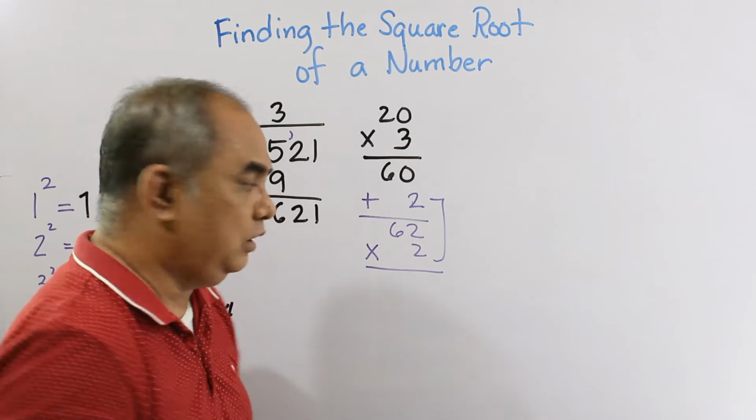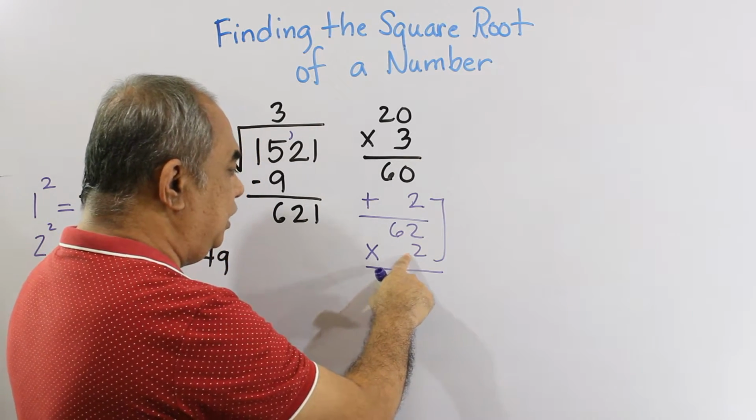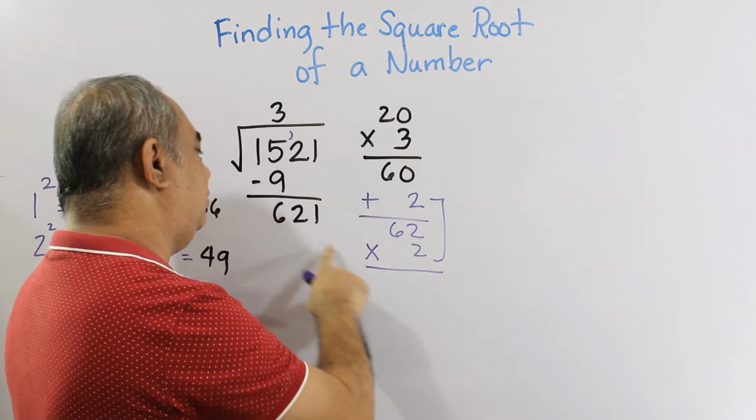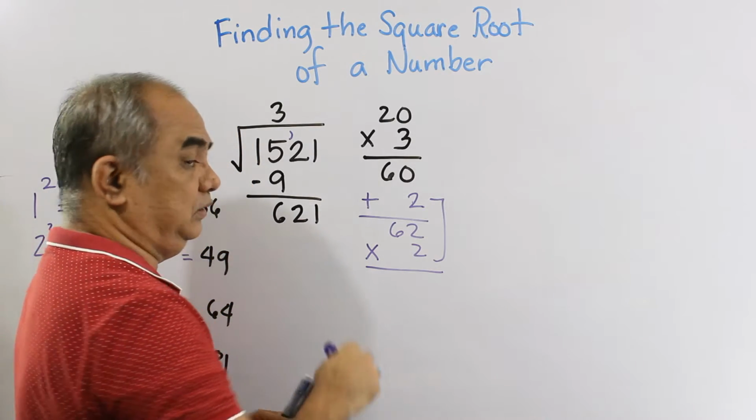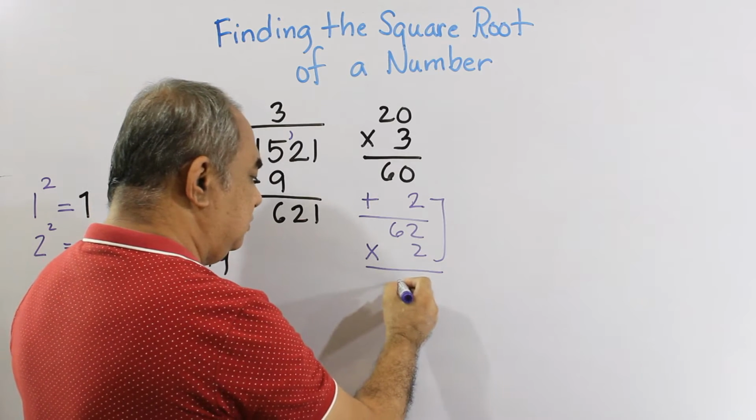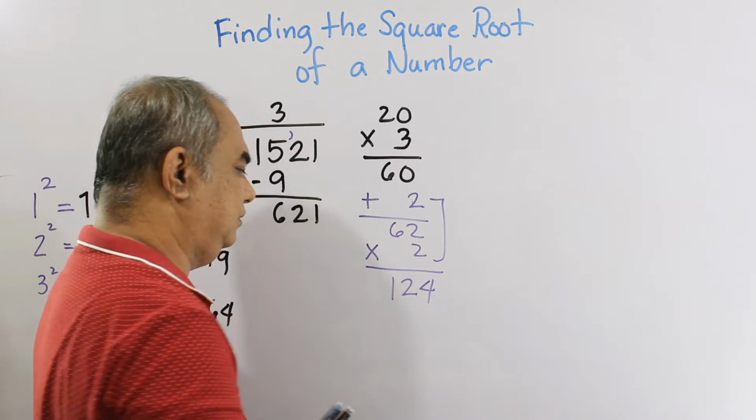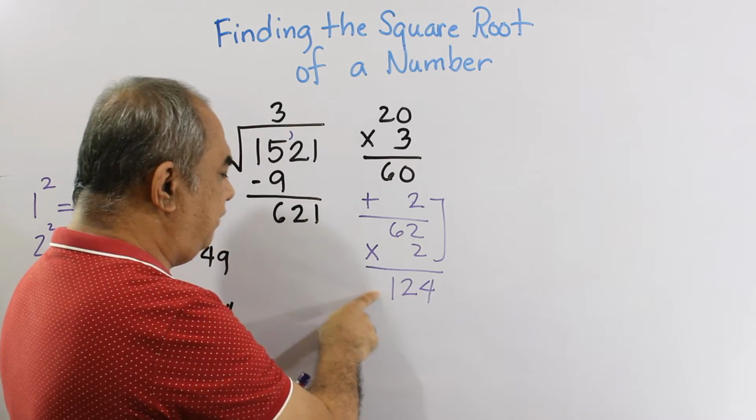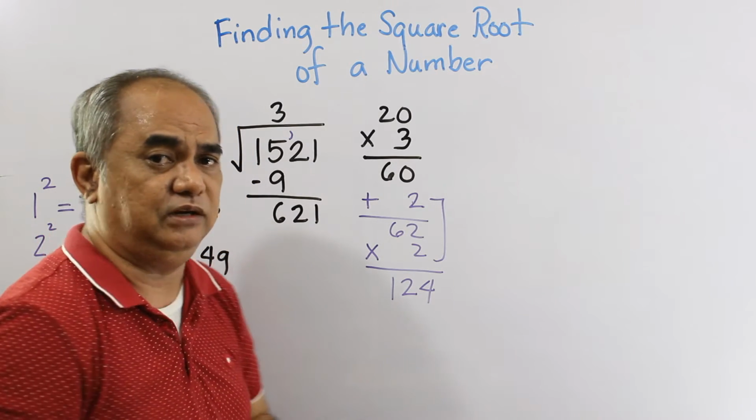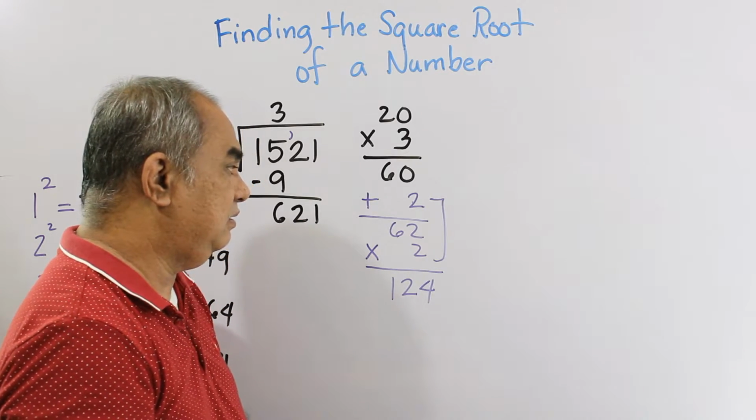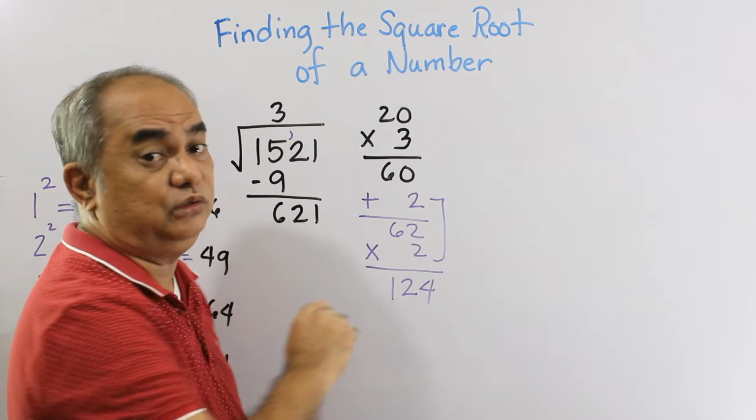Okay, here's the key. Once you multiply this, your product here should be equal to this 621. And obviously, this will only give us 144. So it's too far from this number 621. Meaning, the assumed value is not correct.